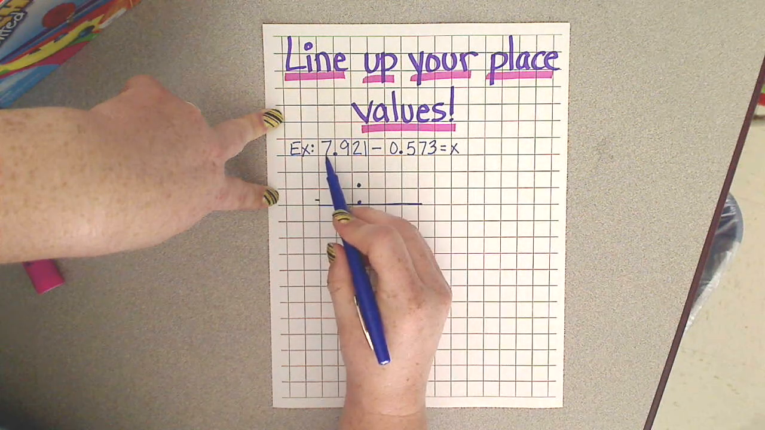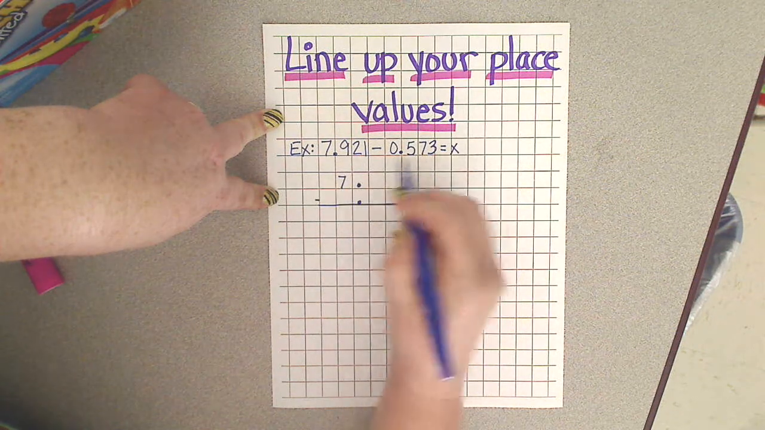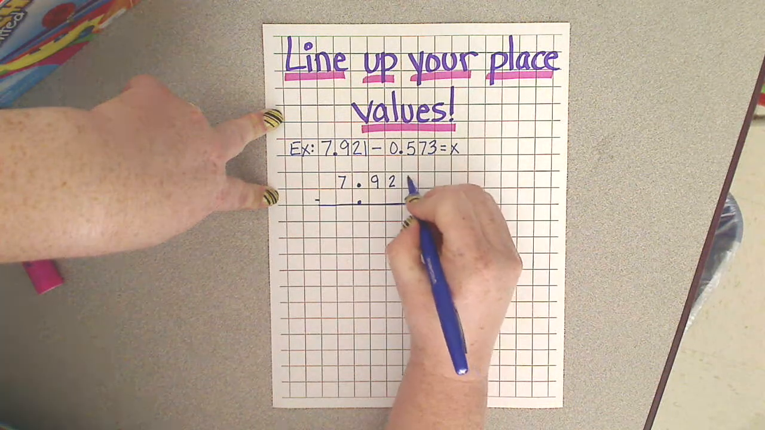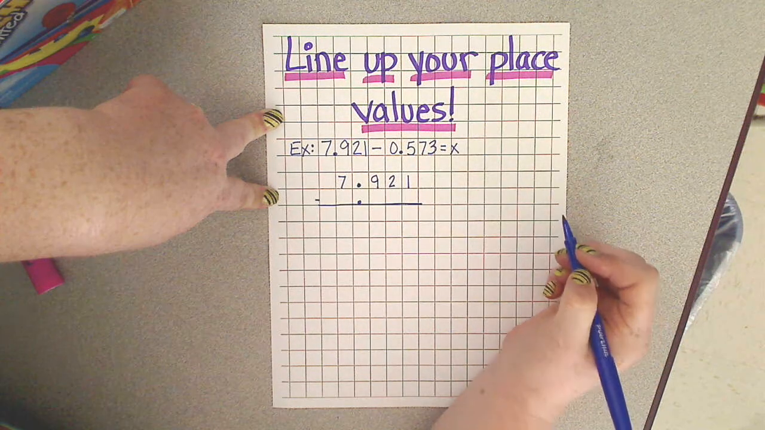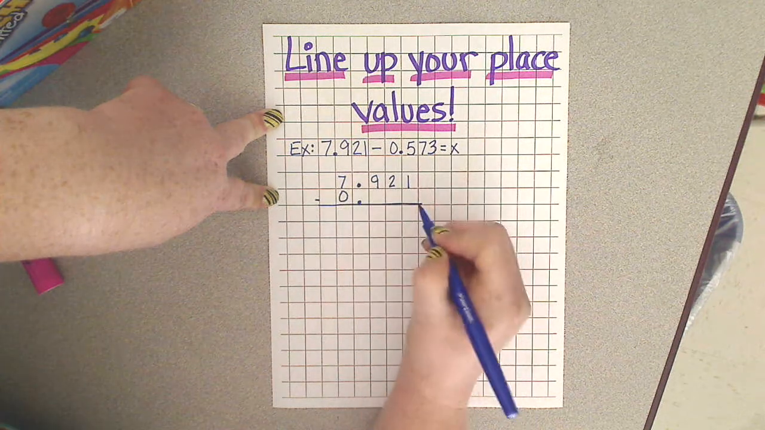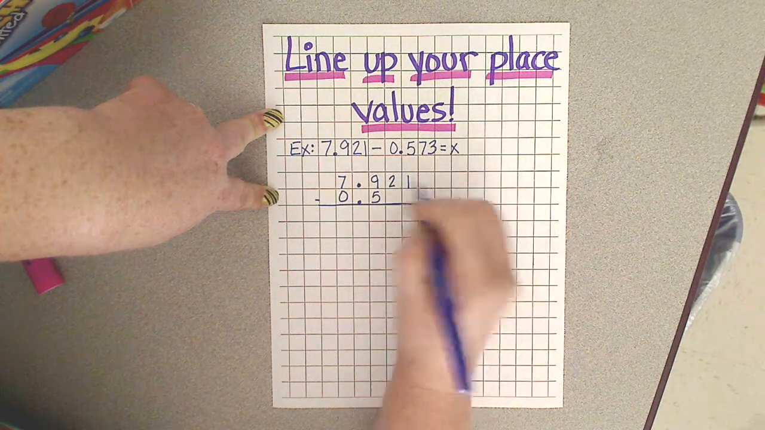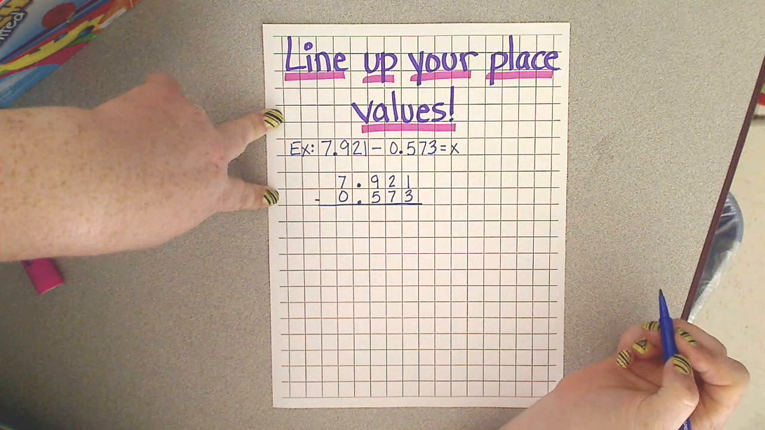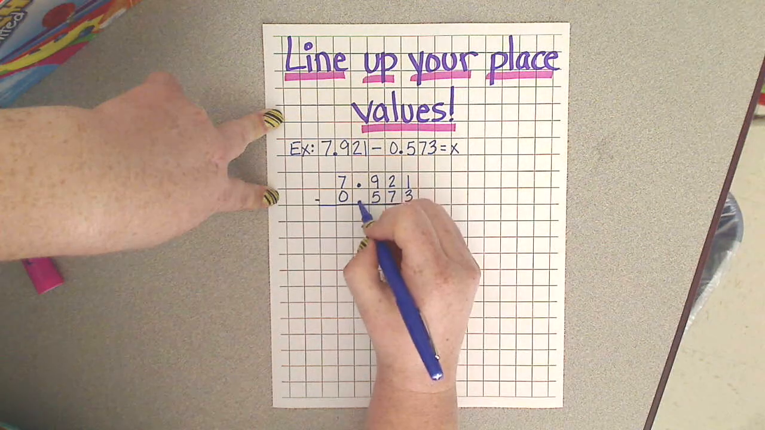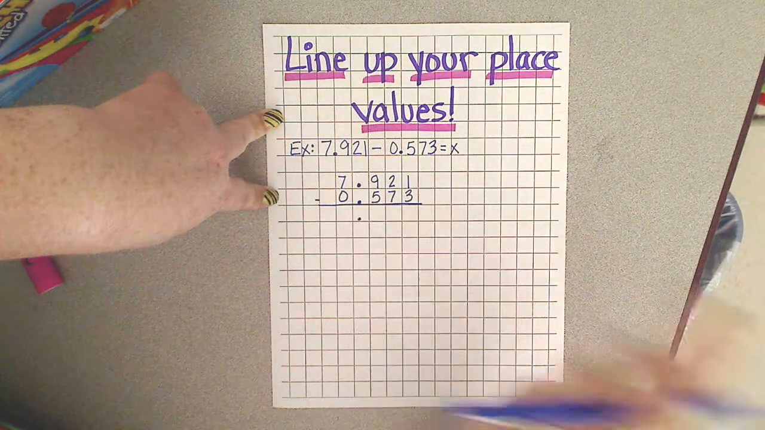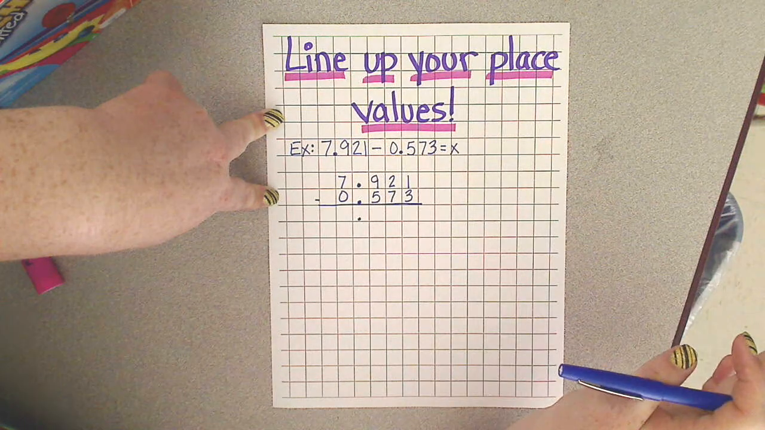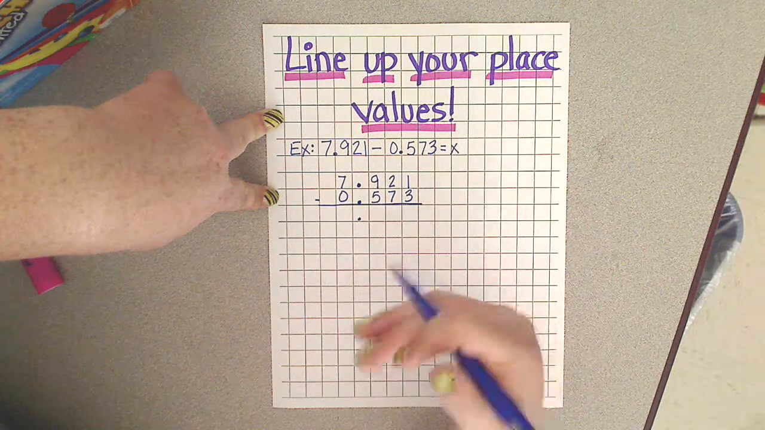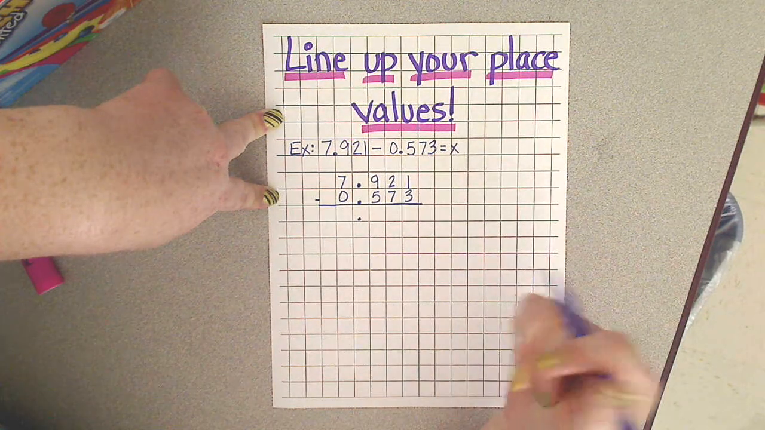So my first number, I do have ones. I have 7 ones. I have 9 tenths, 2 hundredths, 1 thousandth. And I'm subtracting 0 ones, 5 tenths, 7 hundredths, and 3 thousandths. I'm going to go ahead and bring my decimal point down. That way I don't have to worry about it. It's already in place. I can ignore it now. And now I subtract just like I would with any whole number subtraction problem.